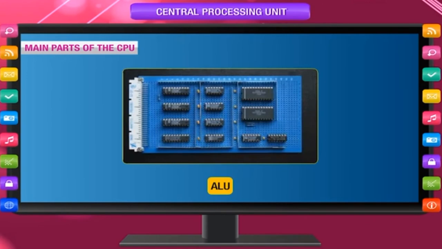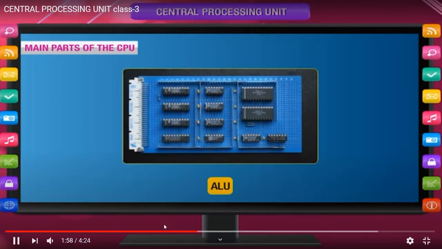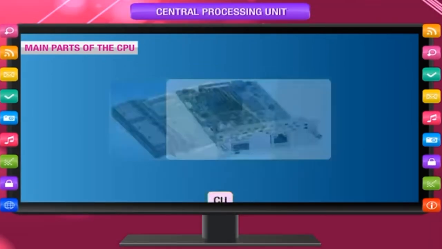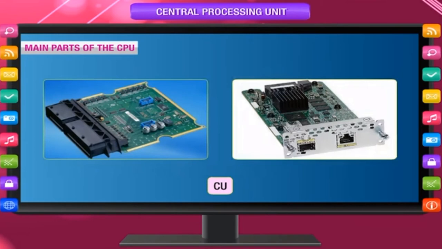ALU: it is the arithmetic and logic unit that performs all calculations and logical operations. CU: the control unit manages all the operations of a computer system, all parts and peripherals of a computer system. It also controls the transfer of information from one part of the CPU to another.